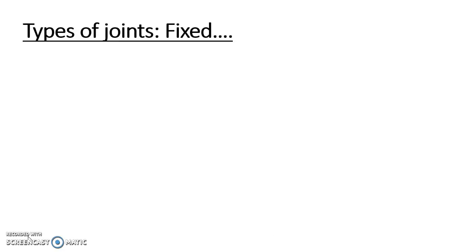Types of joints. A semi-movable joint is a joint that has limited range of movement. This is due to tissue or cartilage. An example would be the vertebral column.